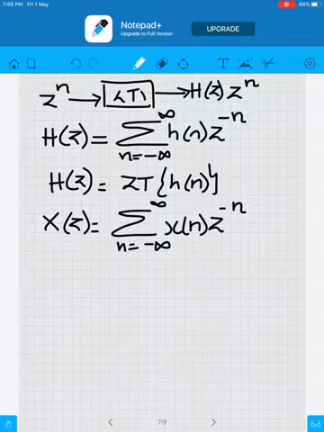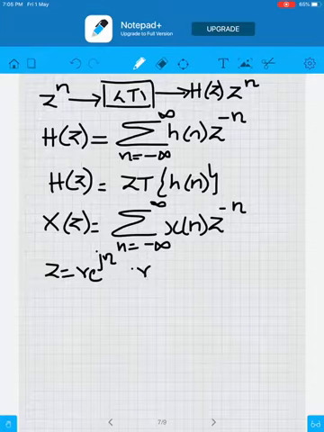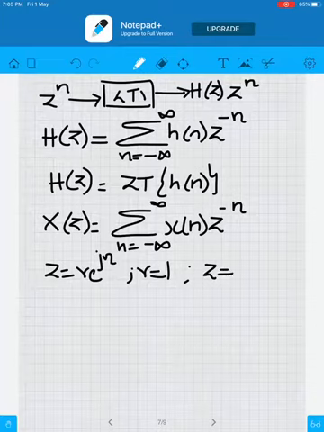We know that z is equal to r into e power j omega, right? So since z is equal to r into e power j omega, and making r equal to 1, we get z is equal to e power j omega.